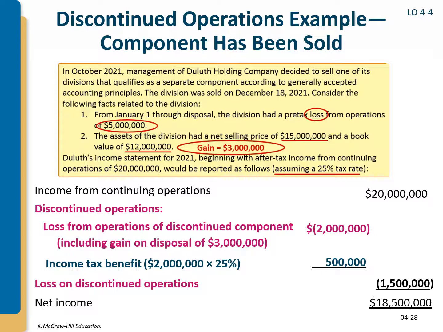You see how keeping those two things separated can give a decision so much more information? If they were commingled together, it would look like net income could only be $18,500,000 in the future, when in fact it could be $20 million. That's why we do it.